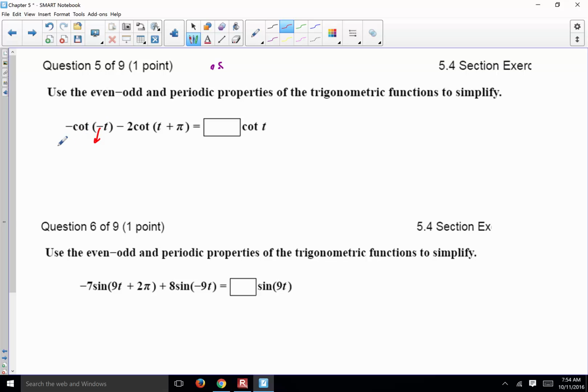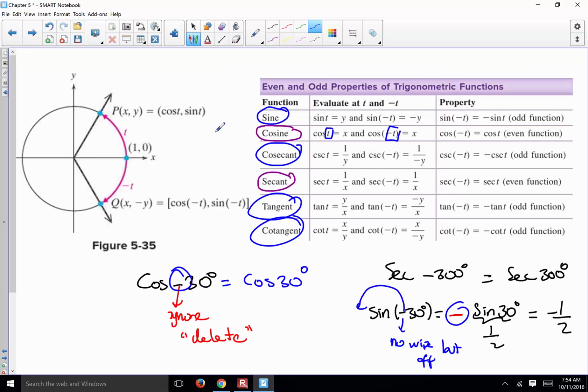Alright, I'll give you a minute to think about this. They actually give you a clue. These will turn into cotangent t with a number in front. You just need to figure this out. What number many times cotangent t is the answer? Think about it. Again, this is what we have.